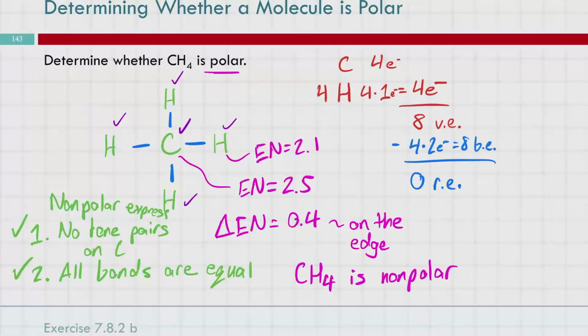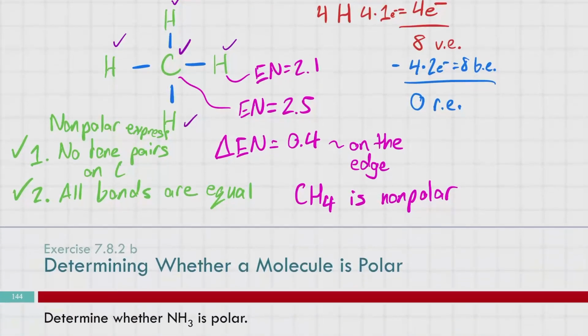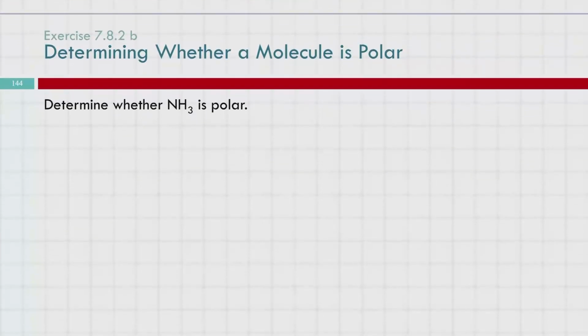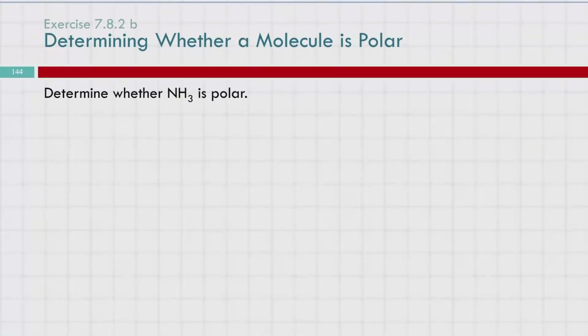Questions? All right, one for you to try. Determine whether NH3 is polar. So start with that Lewis structure. Make sure that it's a good Lewis structure, and then run through our checklist for that Nonpolar Express and see if it meets both of those points.